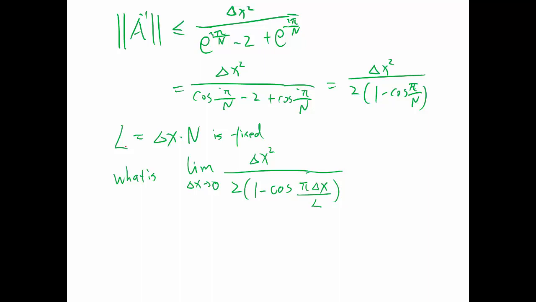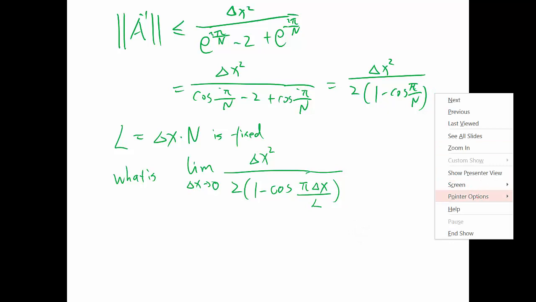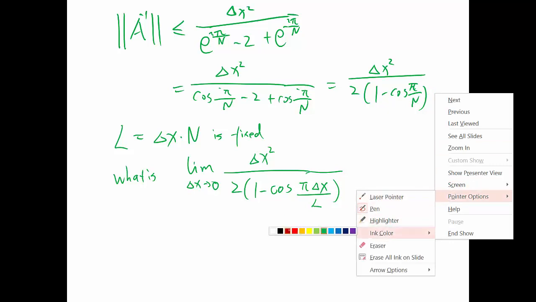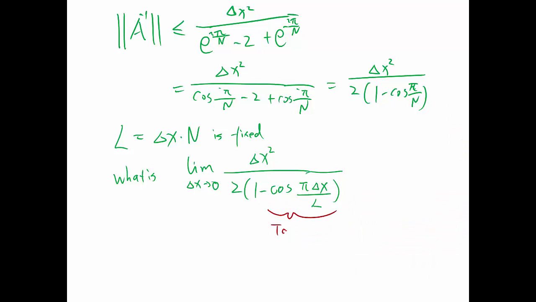It is actually equivalent to using Taylor series. Basically, we can apply a Taylor series expansion to cosine. If we apply Taylor series to cosine as delta x goes to 0, we are going to see cosine of pi times delta x over L is equal to, what is the first term? 1. What is the second term? It's minus sine of 0. So the derivative of cosine at 0 is equal to 0.